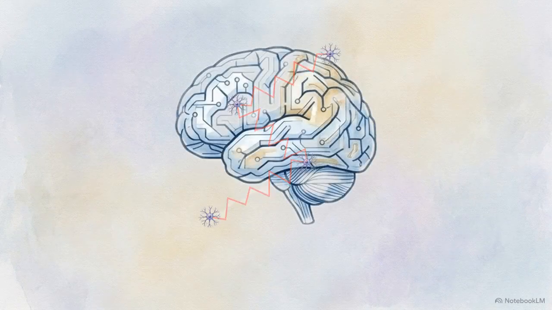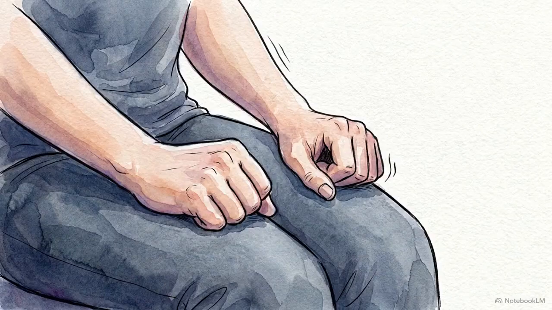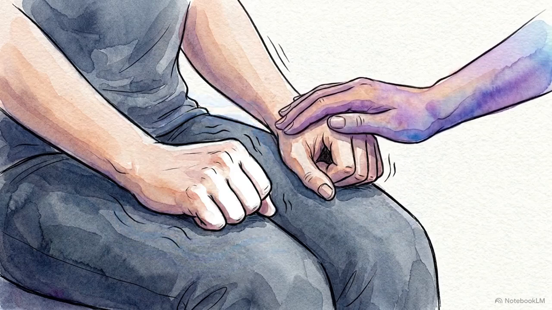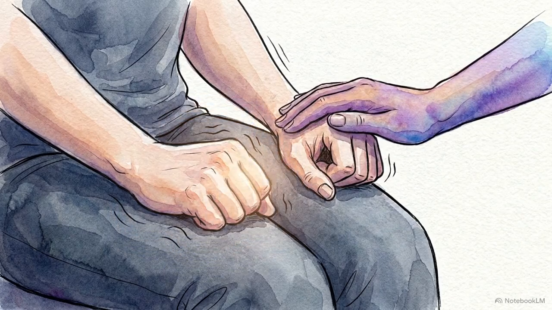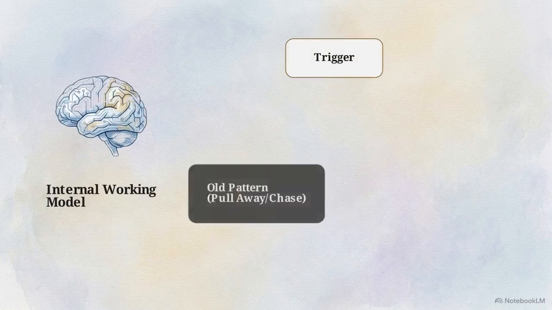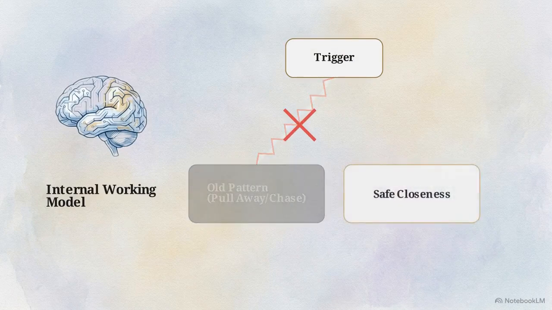Attachment styles are deeply rooted, but they are not fixed. Research shows that you can achieve what psychologists call earned security. The nervous system resists quick changes. To update its ancient programming, it requires a massive amount of repeated, safe evidence, often achieved through deliberate therapy or through a long-term relationship with a consistently secure partner. You do not erase who you are. You simply provide your brain with enough new evidence to rewrite the internal working model until it finally recognizes that closeness is safe.